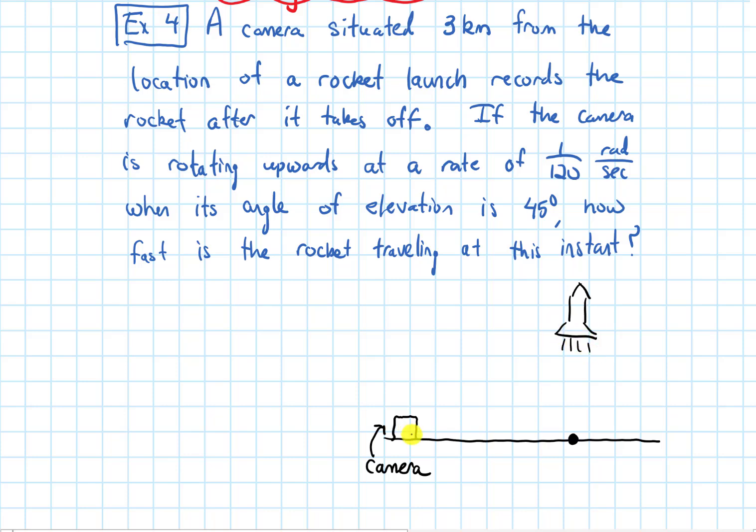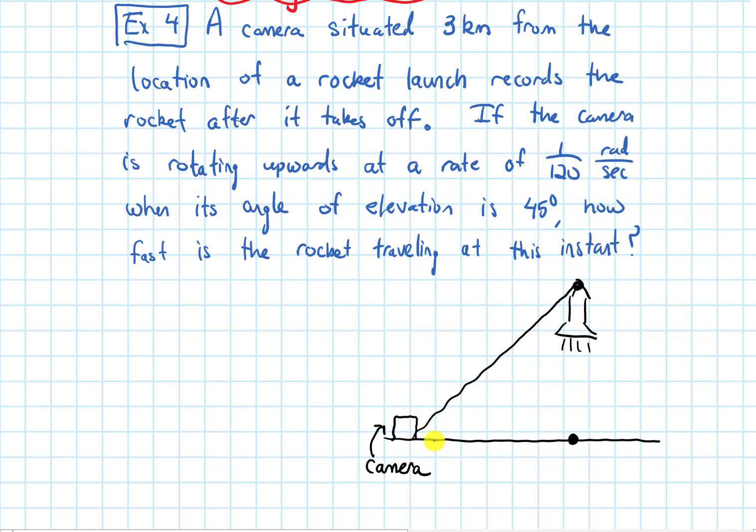As we do that, it talks about something called the angle of elevation. If I form a straight line from where the camera is up to the top of the rocket, and I think of the rocket as being a point, what we get is this angle here. The angle from the horizontal up to this straight line is called the angle of elevation.